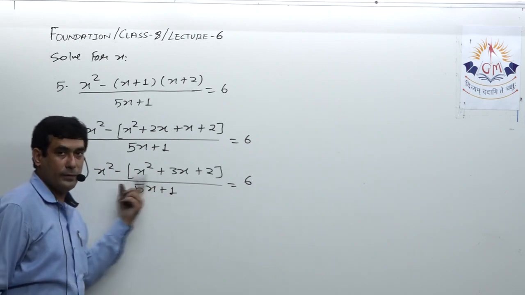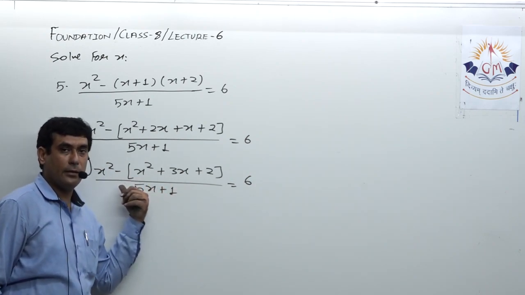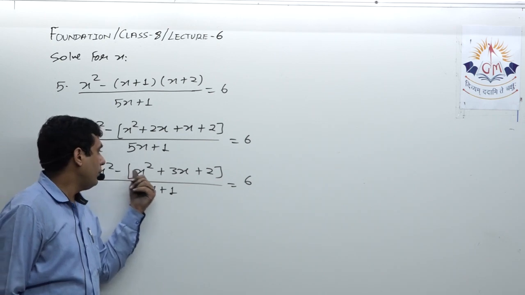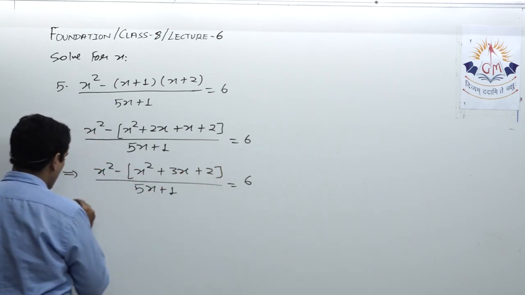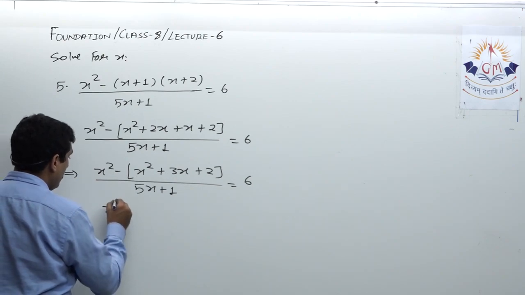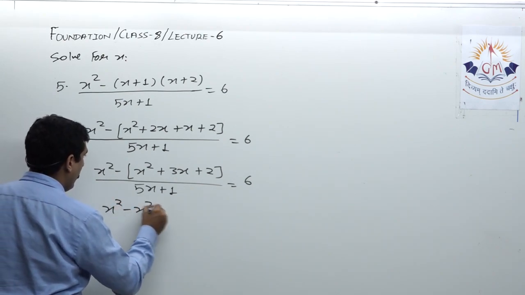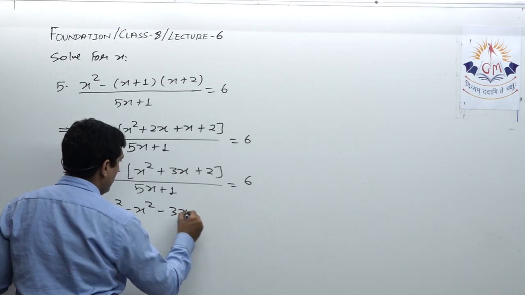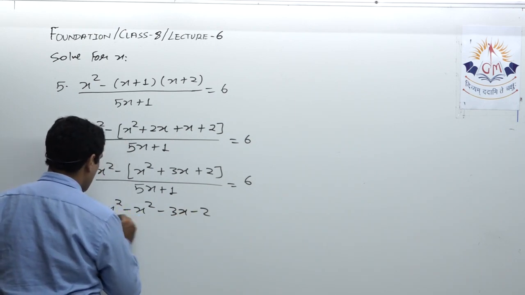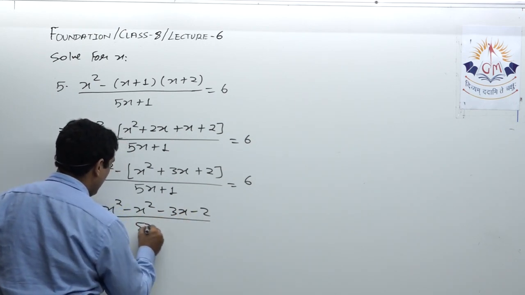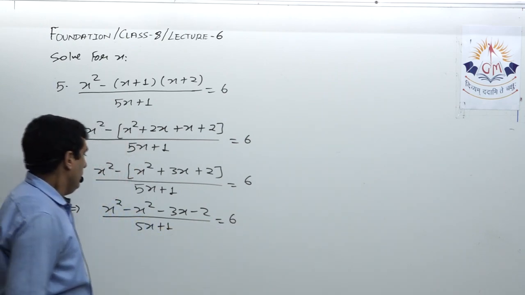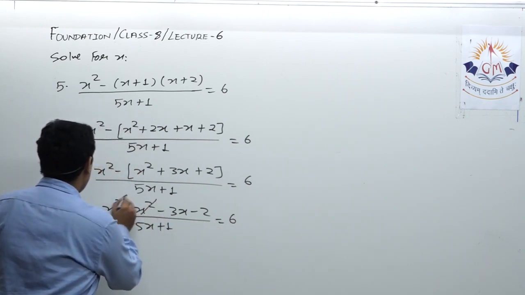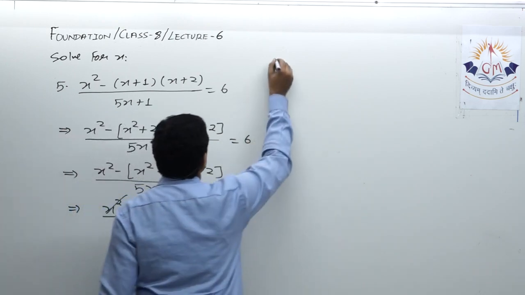Now here I will open the bracket. As there is a minus sign outside the bracket, the sign of each and every term gets reversed. So all three are positive, so all three become negative. x square minus x square minus 3x minus 2 divided by 5x plus 1 is equal to 6. Okay, so here minus x square plus x square cancel out.